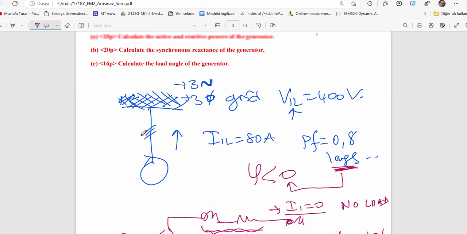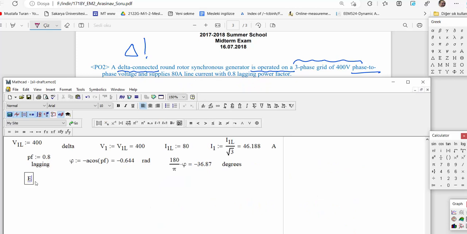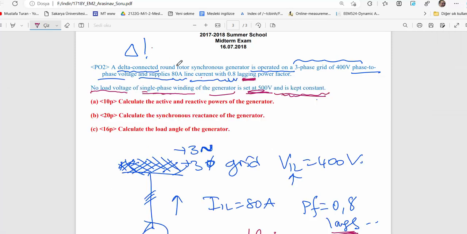It is a hidden parameter given in the question. Here it is, and it is kept constant. Let's write magnitude of EF is equal to 500 volts. It is a single phase voltage EMF, and it is kept constant during the operation. He says it is kept constant.